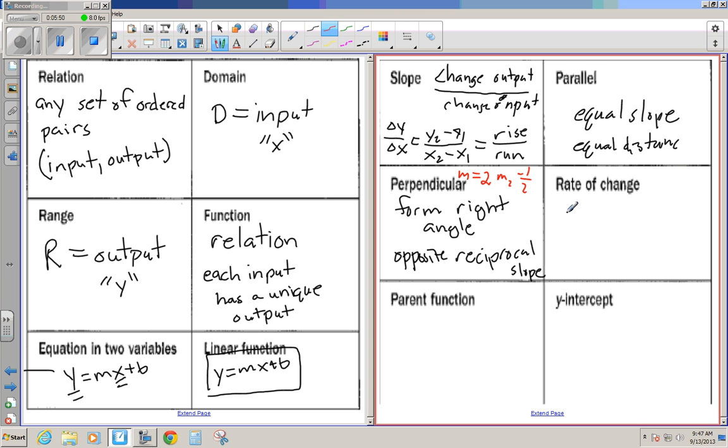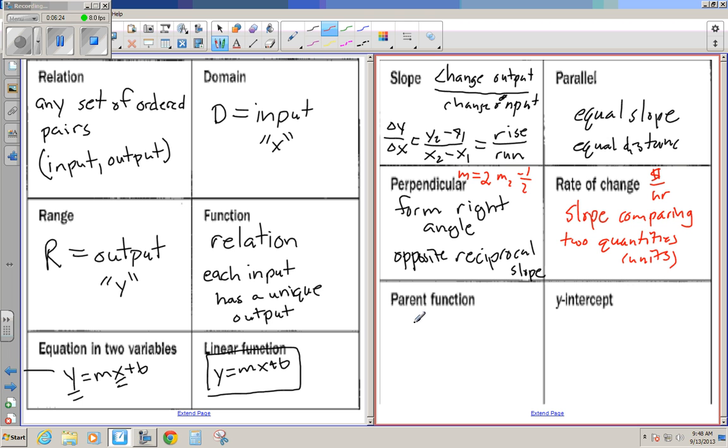Rate of change is just like slope. It's basically slope comparing two quantities or units. So it'd be dollars per hour, things like that.